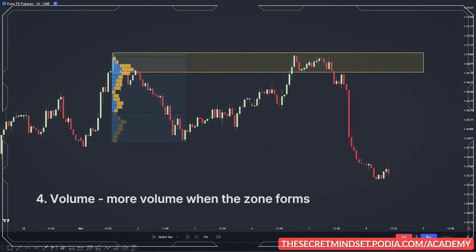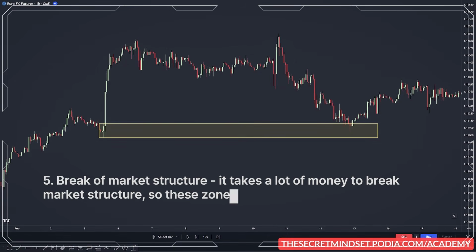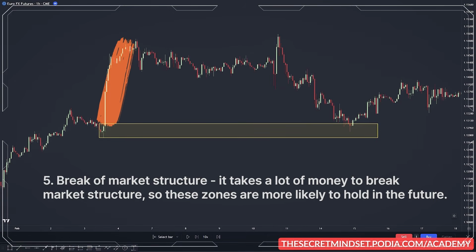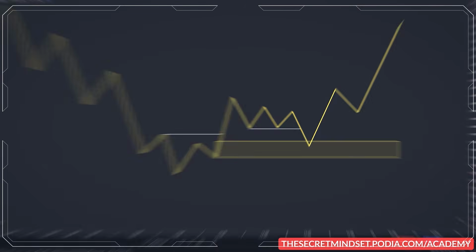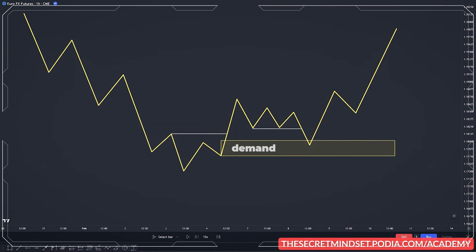Fourth, volume. Look for more volume when the zone forms. This shows there's a lot of interest at that price, and big players might be buying or selling there. And fifth, break of market structure. Does the zone cause a break in the market structure? Zones that do this are usually stronger. It takes a lot of money to break market structure, so these zones are more likely to hold in the future.